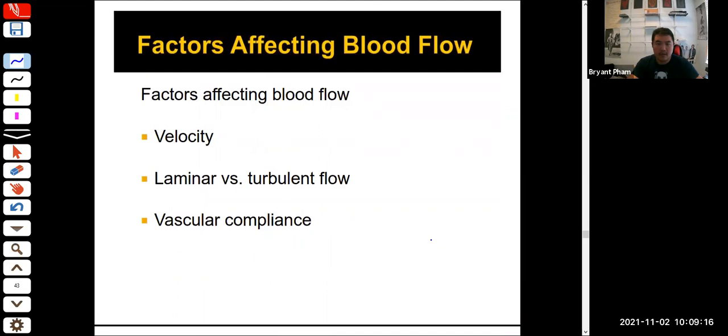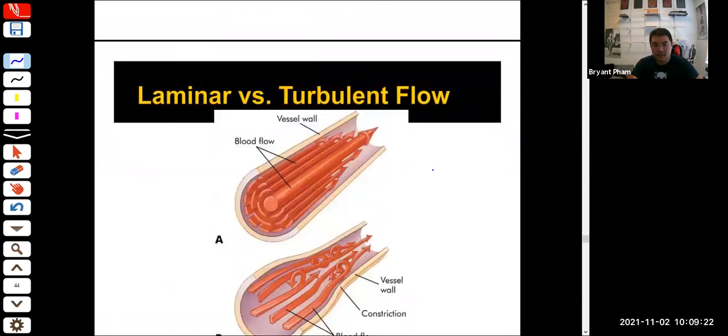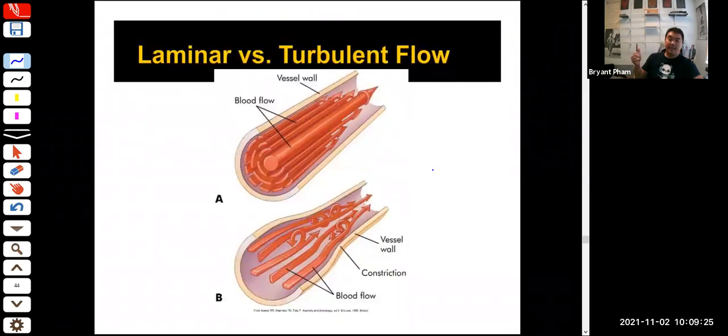Okay, so a couple of things that affect blood flow still. Keep going on about it. All right, so there's two types of flow, laminar and turbulent. Up top is laminar and below is turbulent. Okay. So what do you guys notice is the big difference between laminar and turbulent flow?